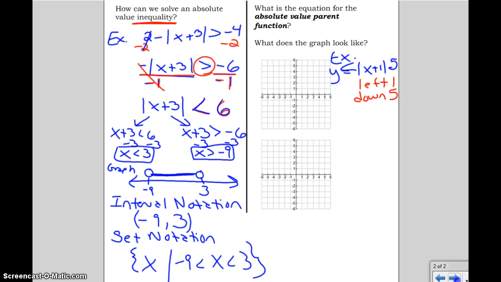So I'm going to go from 0, 0, I'm going to move left 1, down 5, which puts me about here. I did not reflect because I don't have a negative sign in front of the absolute value, and I didn't stretch because I didn't have a number in front of the absolute value. So I'm just going to go up 1, over 1, and it is a solid line. Try as best as I can. There we go. It's a little off, but that's okay. I have a solid line, and y is less than. So I'm choosing to shade below the V shape, which really looks like it's on the outside of the V shape.